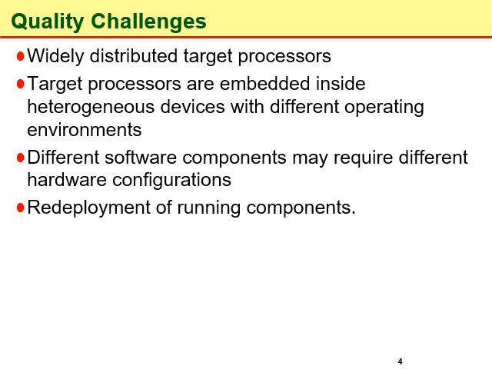Then the second challenge is the target processors embedded inside heterogeneous devices with different operating environments. This is an important quality challenge because a software component running on one device may not be able to run in a different environment and may result in quality compromises in certain situations. Then different software components may require different hardware configurations. For example, they may need different screen resolutions, different CPU speed, I/O devices, memory, etc. And to some extent, this may also lead to quality issues.